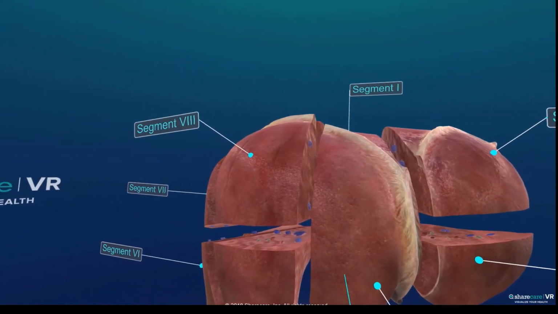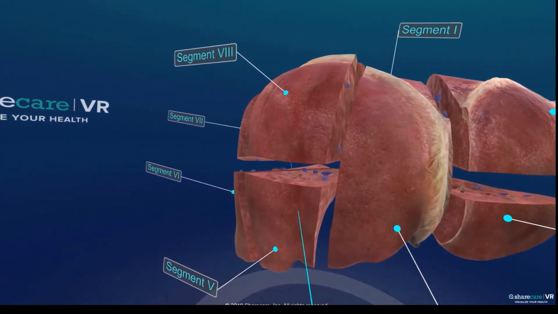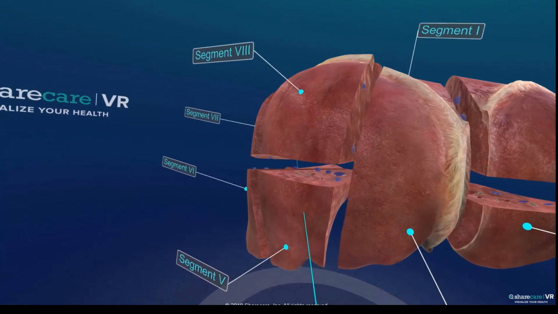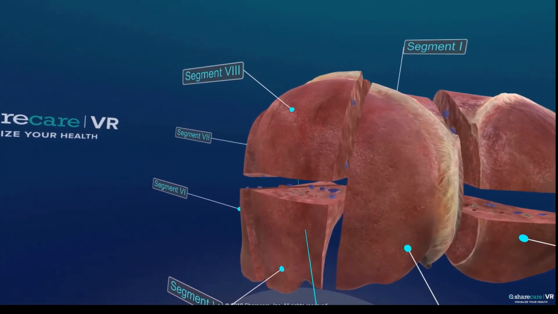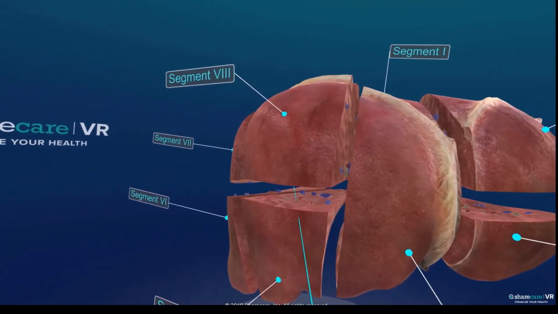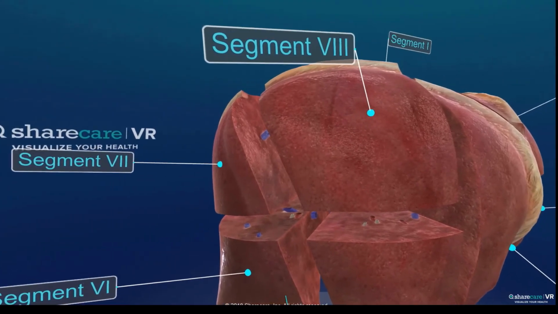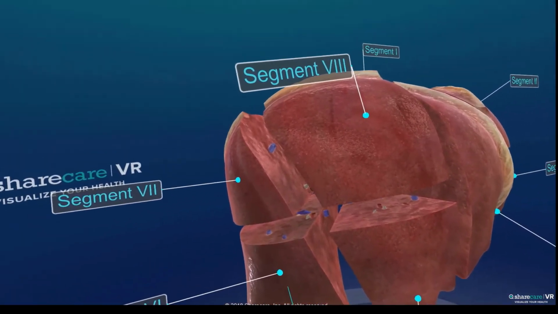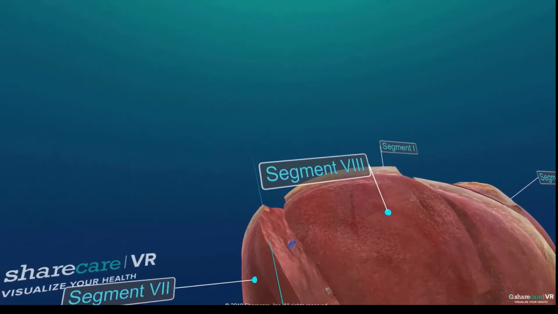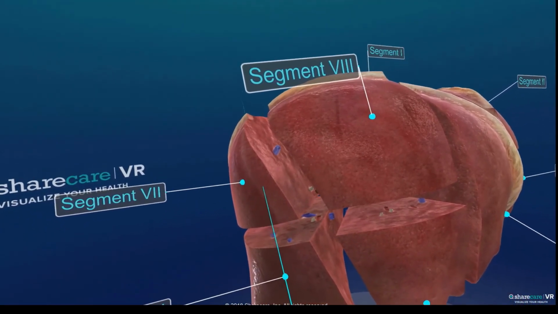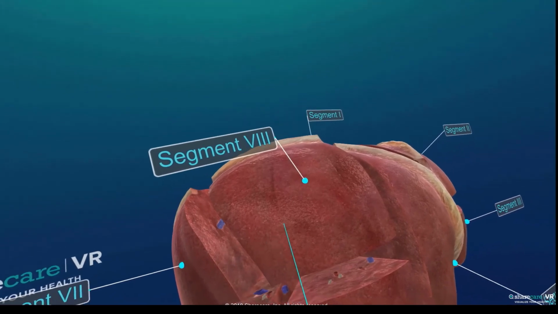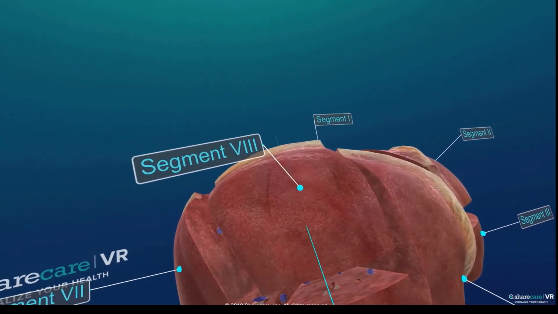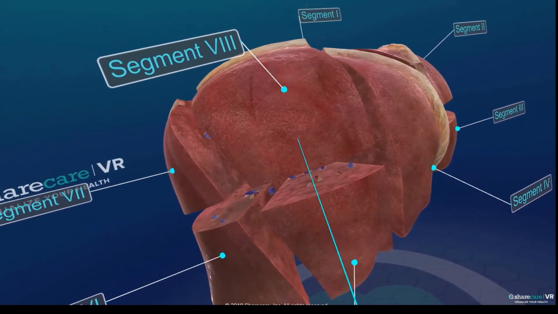Segment 5 is on the inferior side of the right liver, so inferior and anterior. Going to turn it just a little bit, I hope. There we go. Segment 6 is the inferior posterior right lobe of the liver. Segment 7 is the superior posterior side of the right lobe of the liver. And segment 8 is the superior anterior right lobe of the liver.